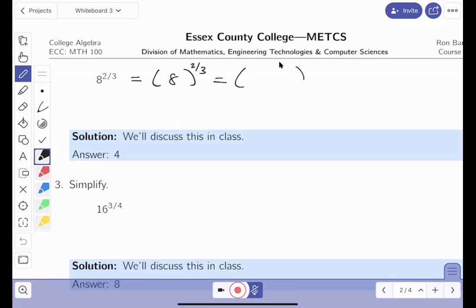So someone says, what are the equal factors of 8? And are there 3 of them? There are. 2 times 2 times 2. That's 8. What do they want? They want 2 of them. What would 2 of them give you? 4.